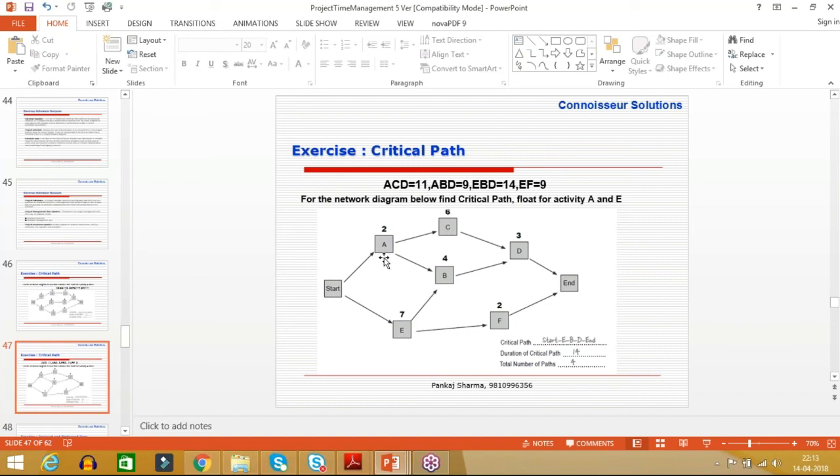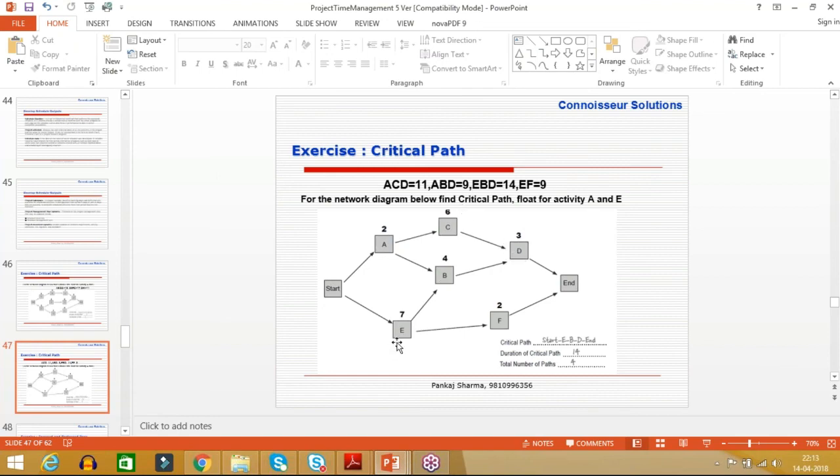Now, what should be the float of A? A is on the critical path. No, A is not part of the critical path. It's 3. 3, right? 3.